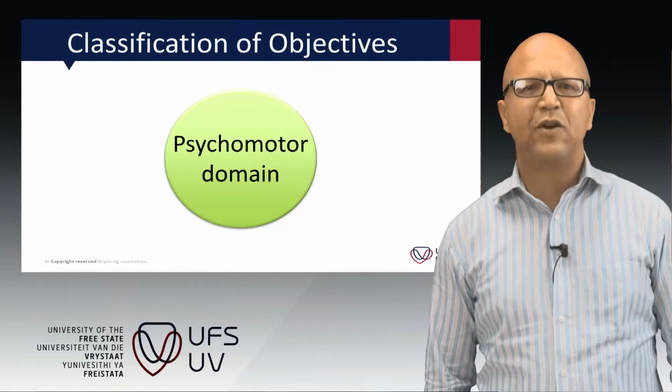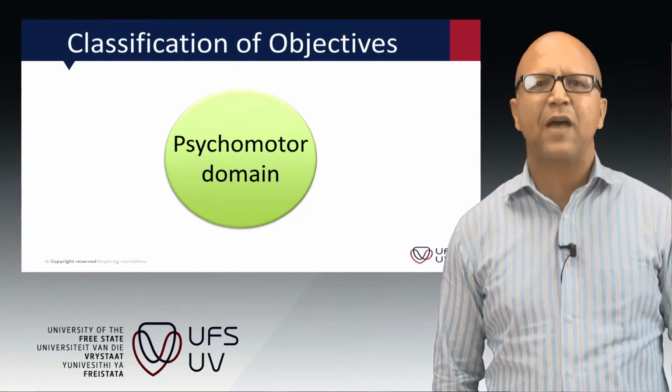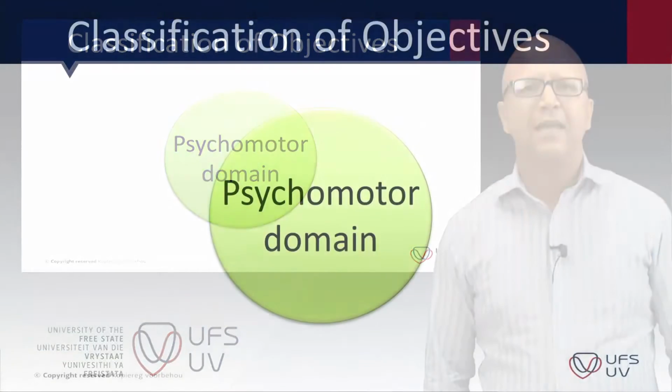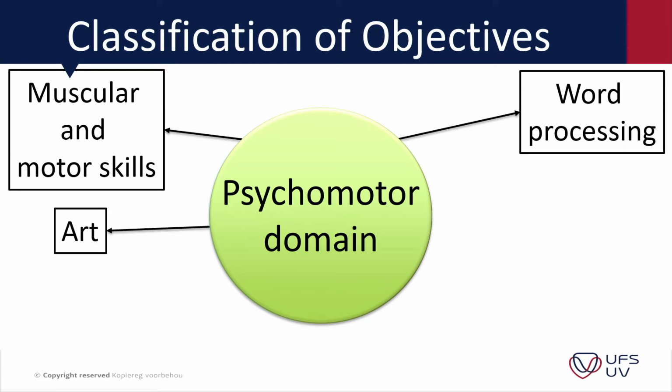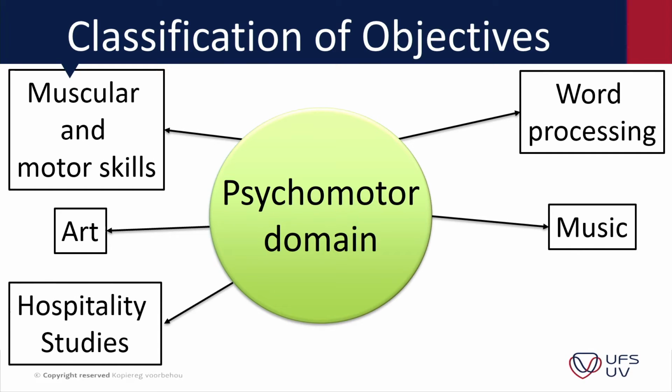Let us now have a closer look at the objectives in the psychomotor domain. It emphasizes certain muscular and motor skills and ranges from beginner to expert performances. Objectives in the psychomotor domain usually contain elements of the affective and or cognitive domain, but the dominant objectives in subjects such as word processing, art, music, hospitality studies, etc. often fall in the psychomotor domain.